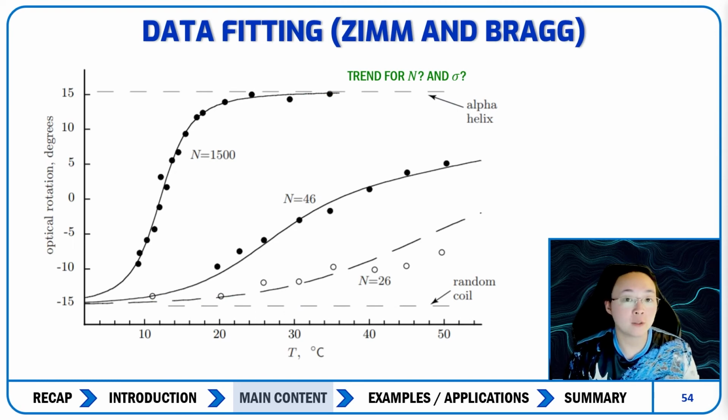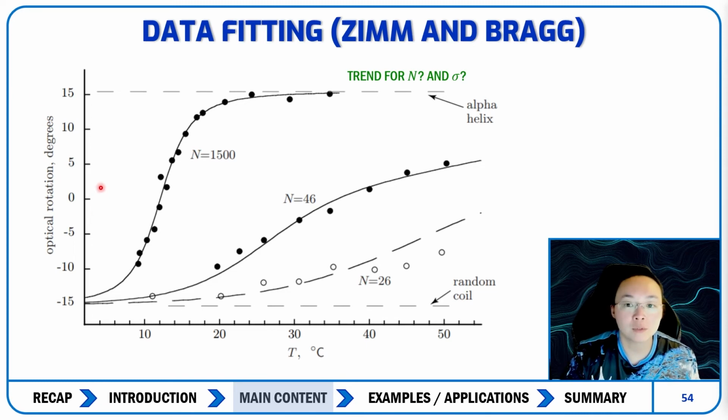So now we want to take a look at a similar graph to what we looked at previously. Before, we had some sort of grayish diagram that had a similar sigmoidal curve. And I mentioned that the longer the polypeptide chain, or the larger the N value, the steeper the curve. So I want to share where that information came from. That came from Zimm and Bragg's data fitting model, where they used different temperatures and took a look at the optical rotation of monomers.